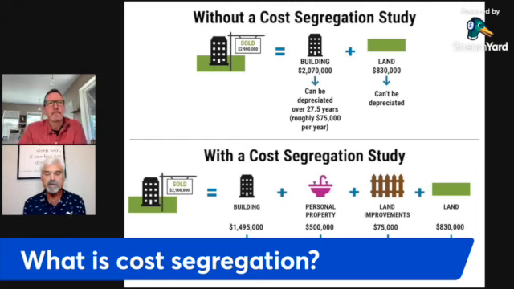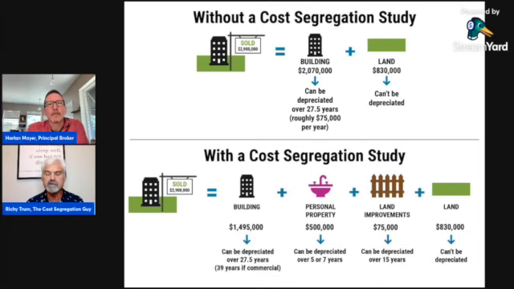But by using the cost segregation study, we're going to change the bucket structure a little bit. You're going to have roughly $1.5 million in building asset. Then we're going to pull out personal property, which could be certain types of flooring, crown molding, baseboards, specialty lighting, specialty plumbing, cabinets, different types of fixtures. Typically, it's going to be about 15 to 20% of a building. So now we have a bucket with, in this example, about $500,000 in assets that can be depreciated over 5 or 7 years.